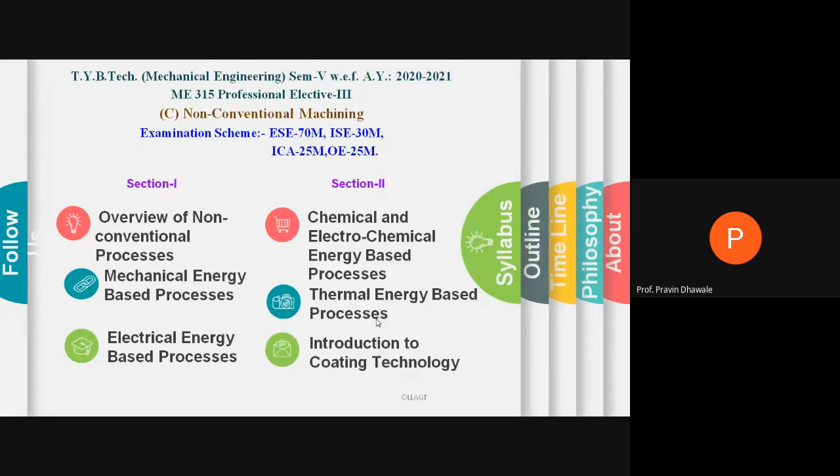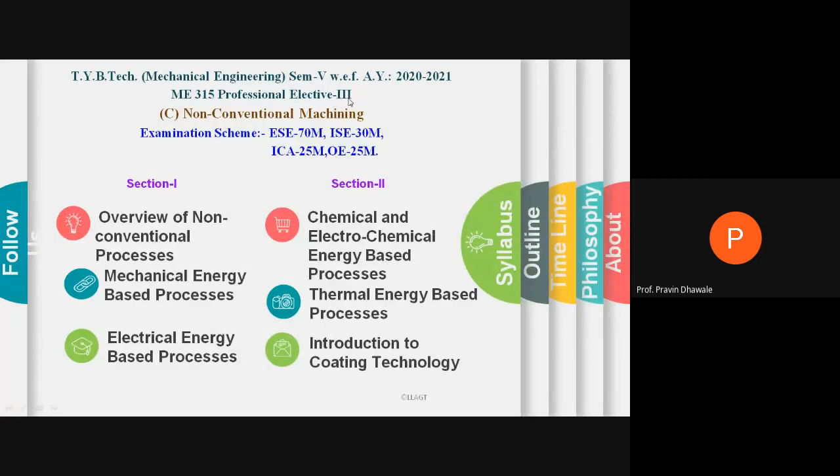in order to carry out a certain kind of manufacturing or machining process. And sixth chapter, introduction to coating technology, where you have to study the different metal coating processes that are used in day-to-day life in the field of mechanical engineering. This is a small overview of our course subject, non-conventional machining.